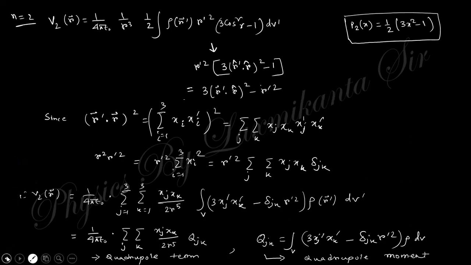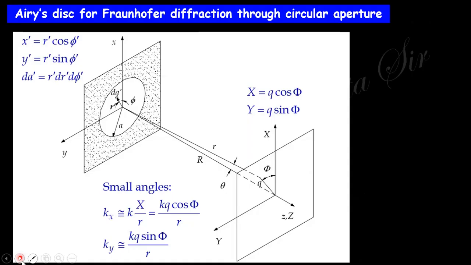Okay, so this is the application of the Legendre polynomial, and now we come to another application of Bessel's differential equation, that is the Fraunhofer diffraction through a circular aperture. I think this was also covered in the previous semester, in physical optics, where Fraunhofer diffraction was already discussed.